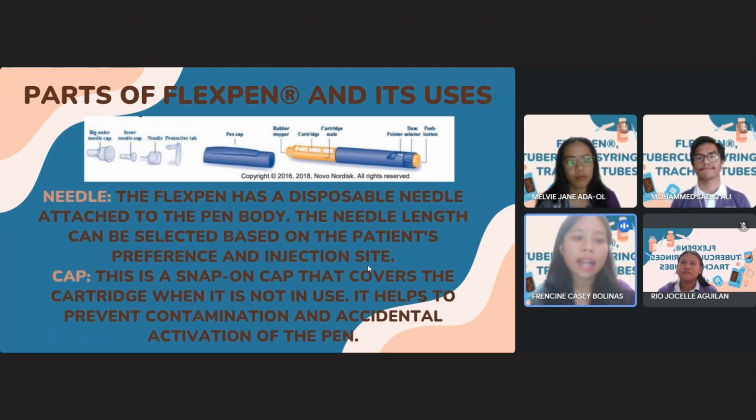The needle and the cap. The needle of the FlexPen is disposable and it is attached to the pen body. The needle length can be selected based on the patient's preference and injection site. As for the cap, this covers the cartridge when it is not in use. It also helps prevent contamination and accidental activation of the pen.